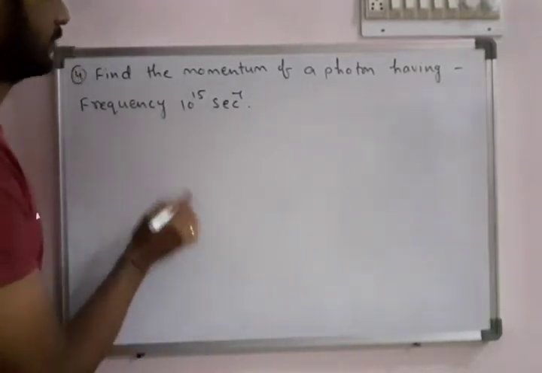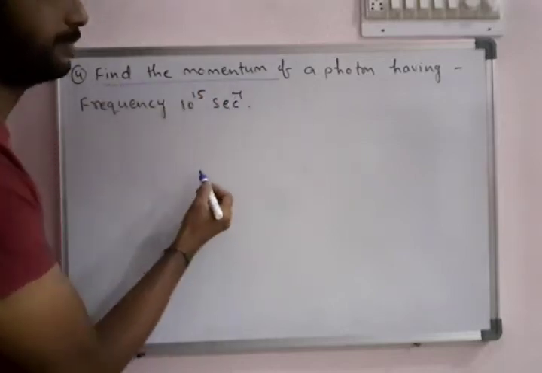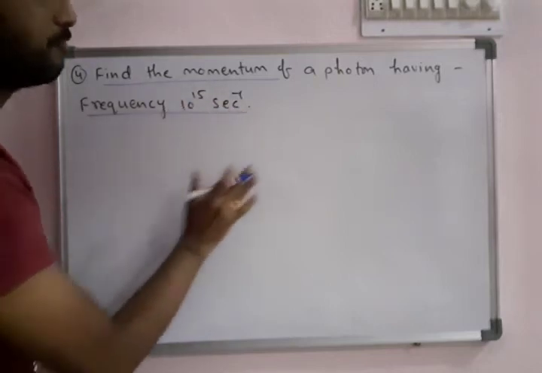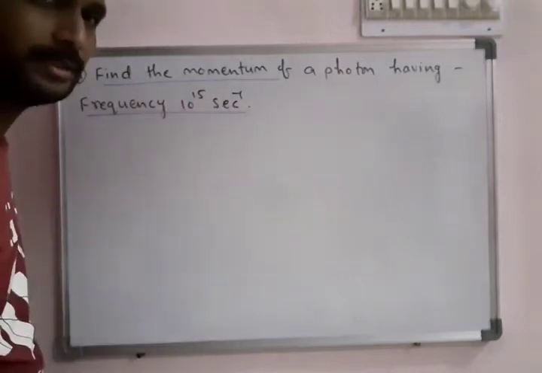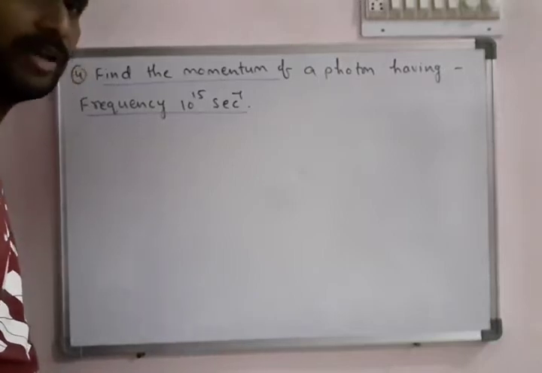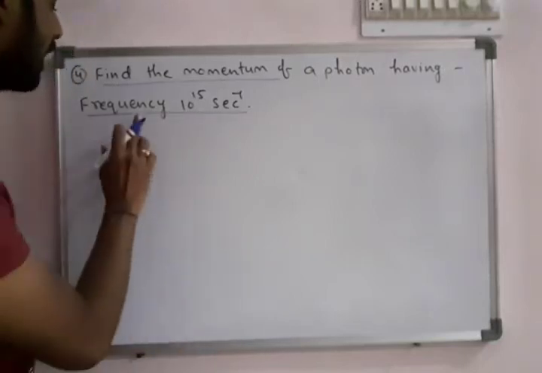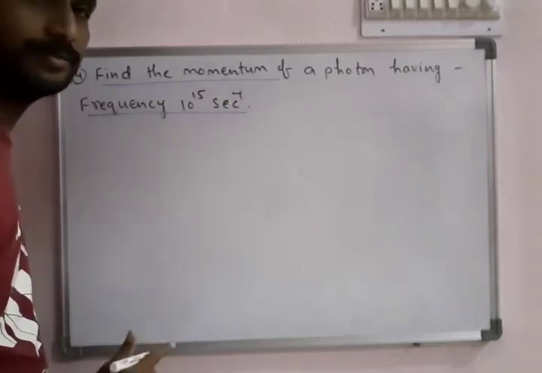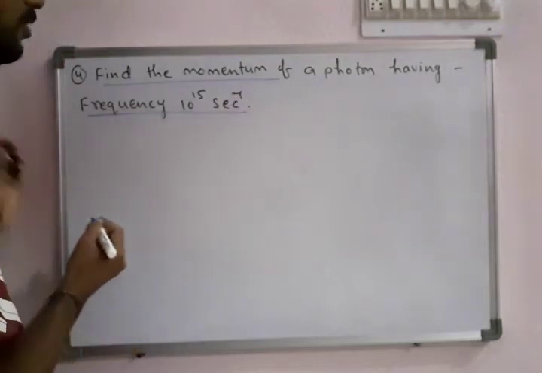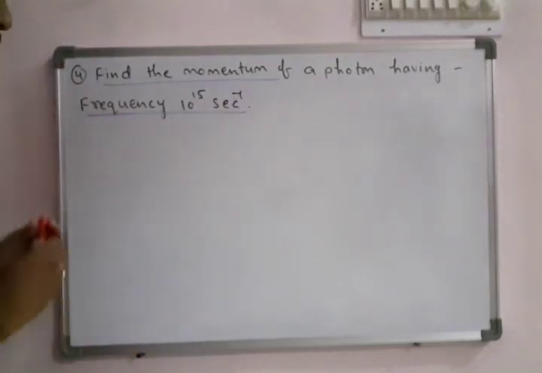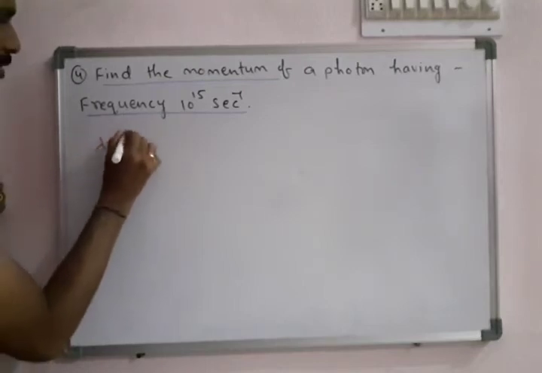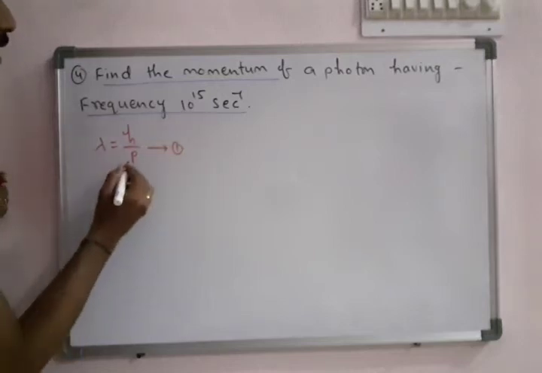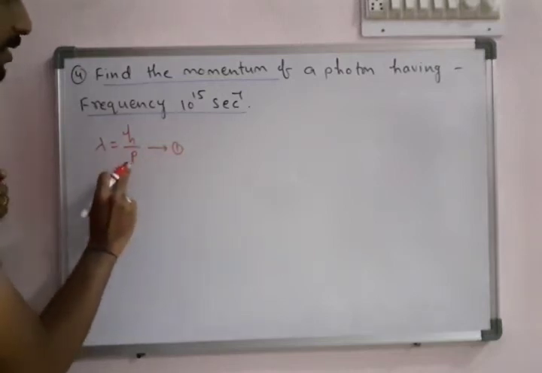So here we need to find the momentum of a photon having a given frequency. When we say photon, we know it is a light particle. The light particle has wave nature, and the frequency is 10 power 15 second inverse. We need to find the momentum. Already we know the relation: lambda is equal to h by p. Say it is equation 1.